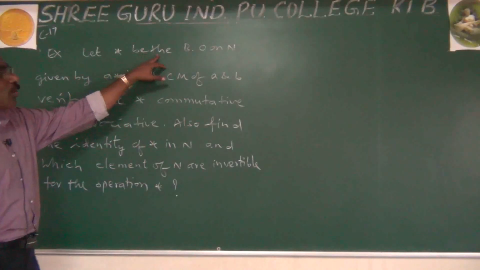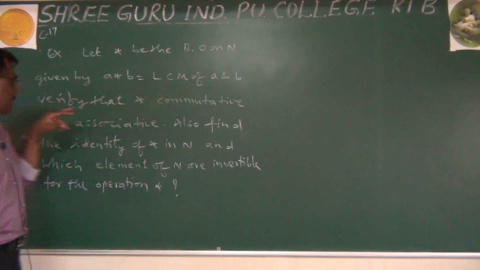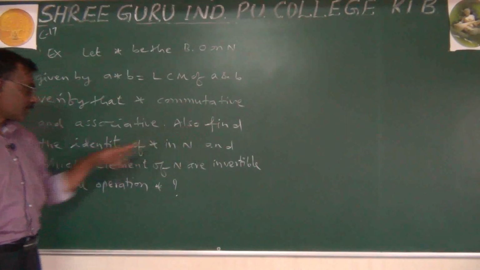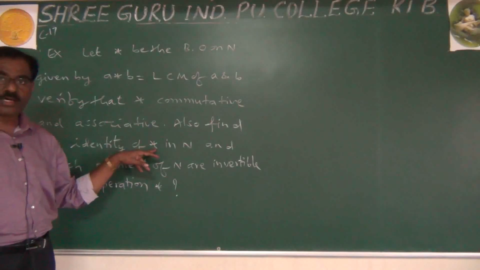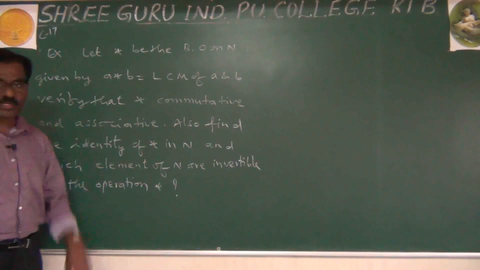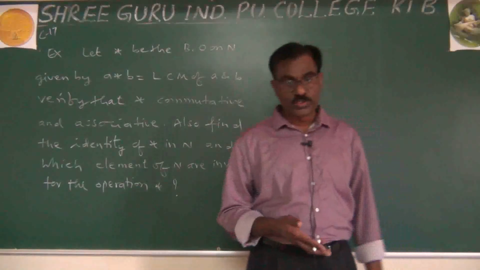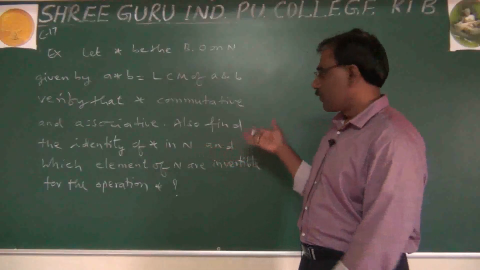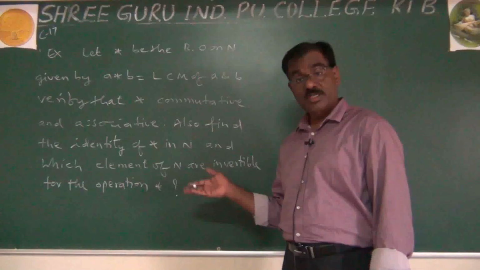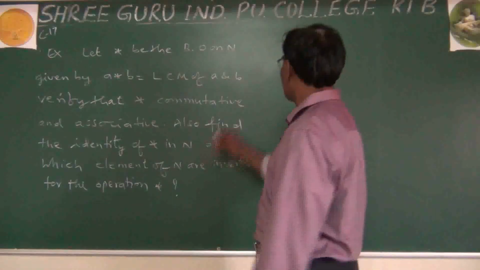Let star be the binary operation on N, given by A star B is LCM of A and B. Verify that star is commutative and associative. Also find the identity element for star, and which elements of N are invertible under the operation star. Now you are asking all four questions: whether star is commutative, whether star is associative, whether the identity exists or not, whether the inverse exists. If the identity exists, what is the identity? If the inverse exists, what is the inverse? Okay, now let's start one by one.